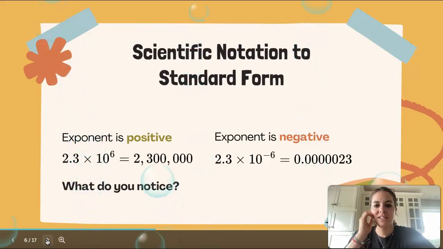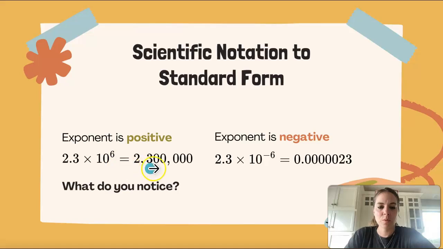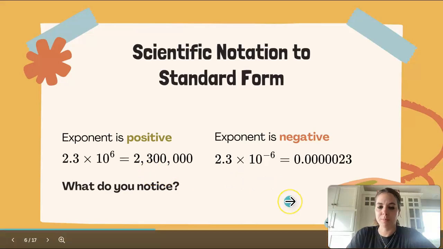All right, so scientific notation in standard form. This is when an exponent is positive. What do you notice? And this is when an exponent is negative. What do you notice? So we've got the same coefficient, same base, but our exponent is different. What do you notice about the two different numbers?